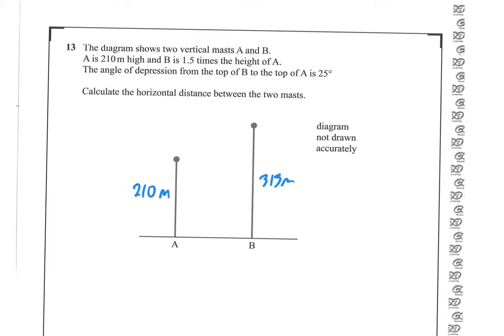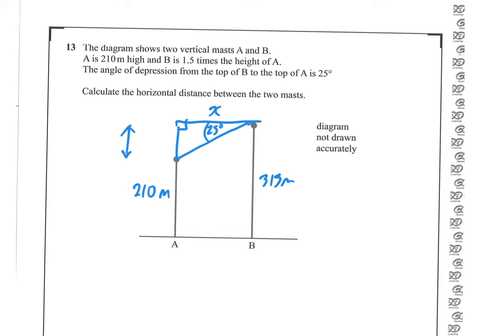The angle of depression from the top of B to the top of A is 25 degrees. Okay, we're going to do a diagram here. If I make a wee right angle triangle, there we go, the angle of depression is 25, this angle going downwards. Calculate the horizontal distance between the two masts. We need to find this wee distance. First of all, we can find this wee vertical bit in here.